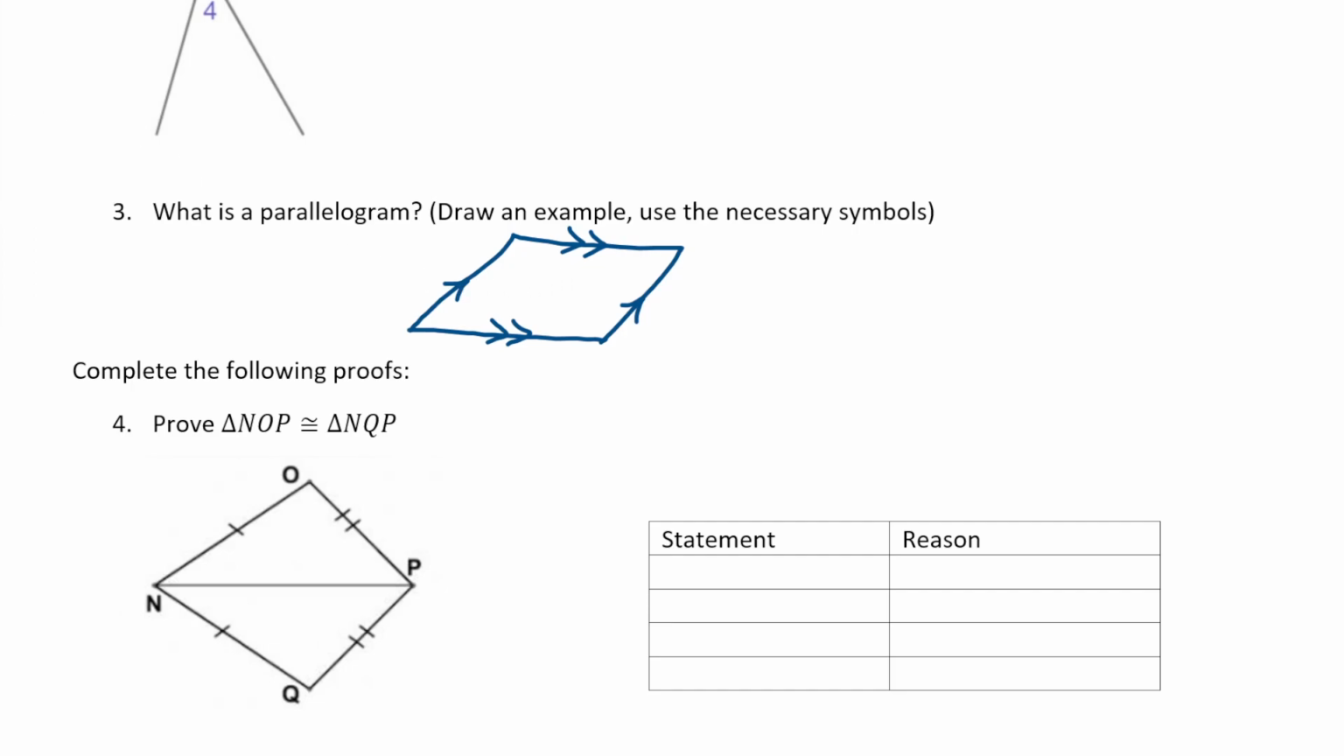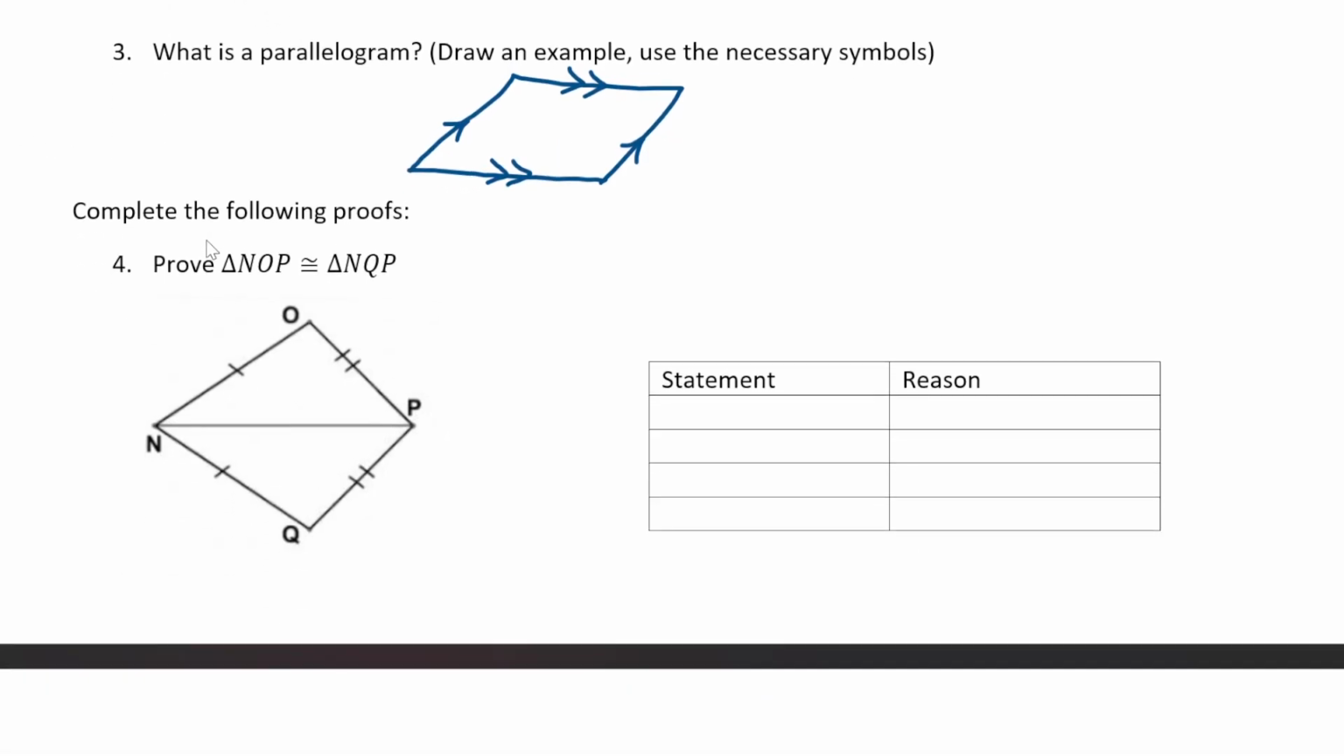Two sets of opposite sides that are parallel to each other. So that's it. That means this line right here is parallel to this line right here. And this line right here is parallel to this line right here. That's it. It's just the shape with parallel opposite lines, opposite parallel lines.